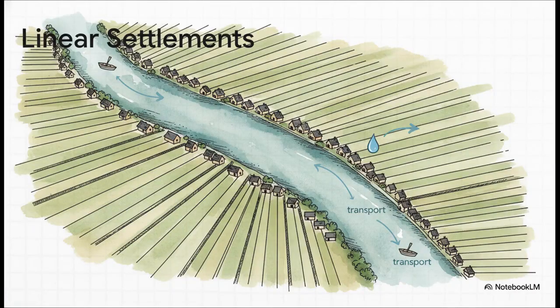The logic behind this is actually pretty brilliant. By setting up farms in these long, skinny strips, everybody gets a piece of the most valuable resource, whether that's a river for shipping goods or a road to get to market. It's a really fair and super practical system when you think about it.